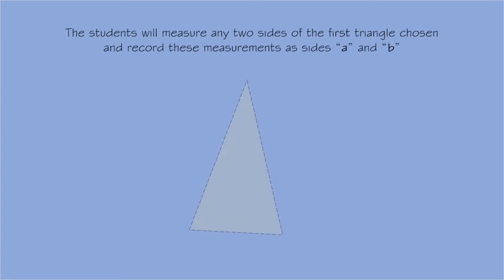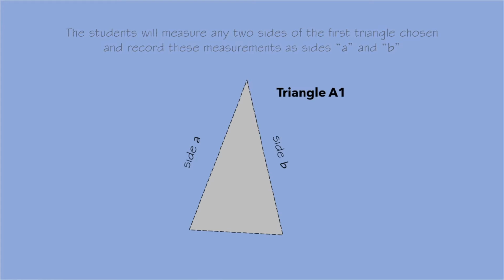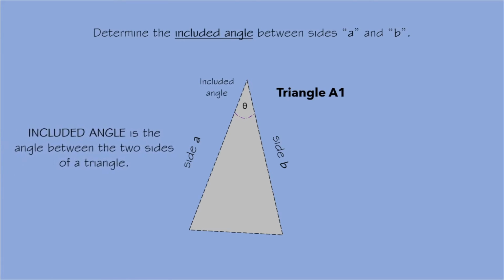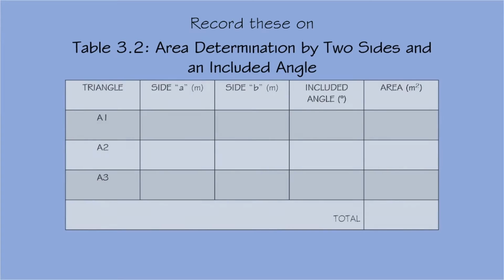The students will measure any 2 sides of the first triangle chosen and record these measurements as sides A and B. Here are example illustrations. Determine the included angle between side A and side B. Included angle is the angle between the two sides of a triangle. Record this on table 3.2, area determination by two sides and an included angle.